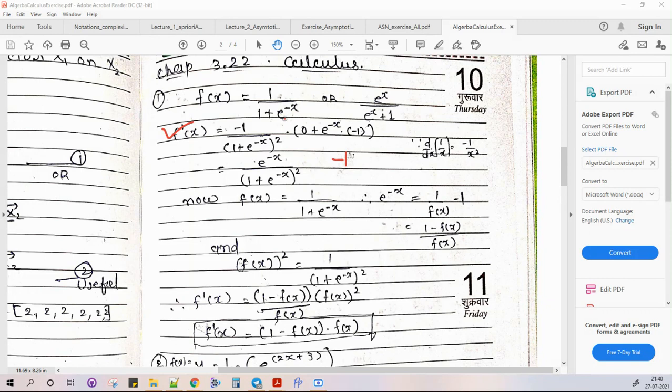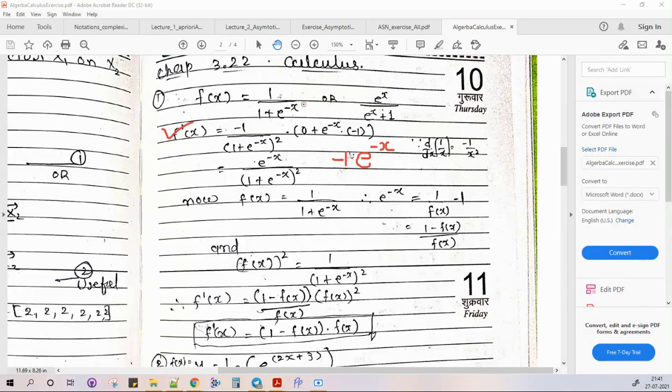And then just go one step backward. So we have e to the power minus x. What is the differentiation of e to the power minus x? It is e to the power minus x only, right? Now let's go one step further.